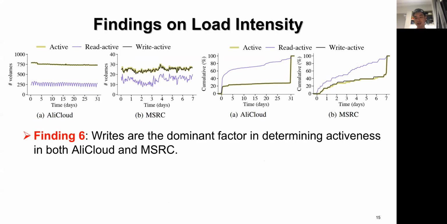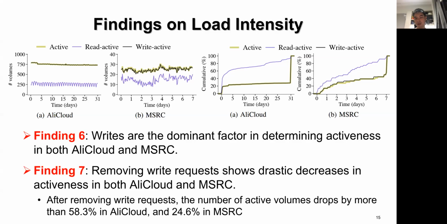Then we compare the activeness in read and write separately. We find that the writes are the dominant factor of determining activeness in both Ali Cloud and MSRC. The reason is that in both traces, the curves of active and write active almost overlap with each other all the time. We also find that if we remove write requests, the activeness drops rapidly.